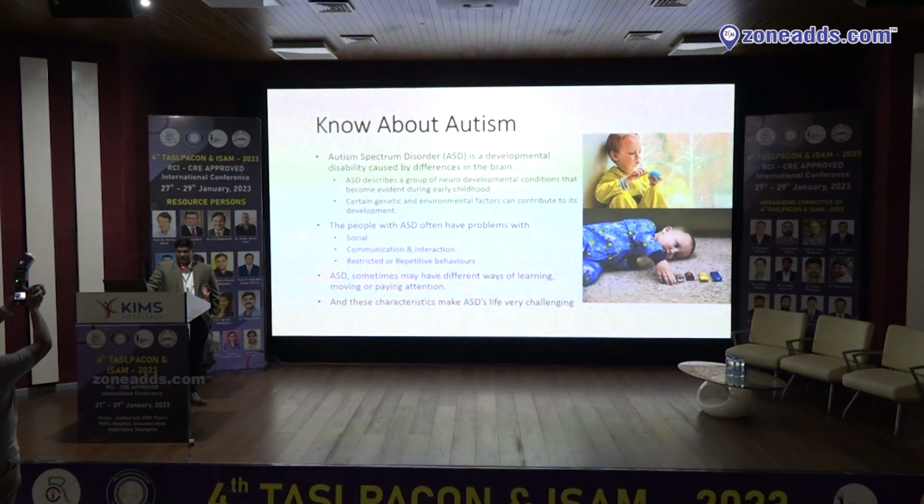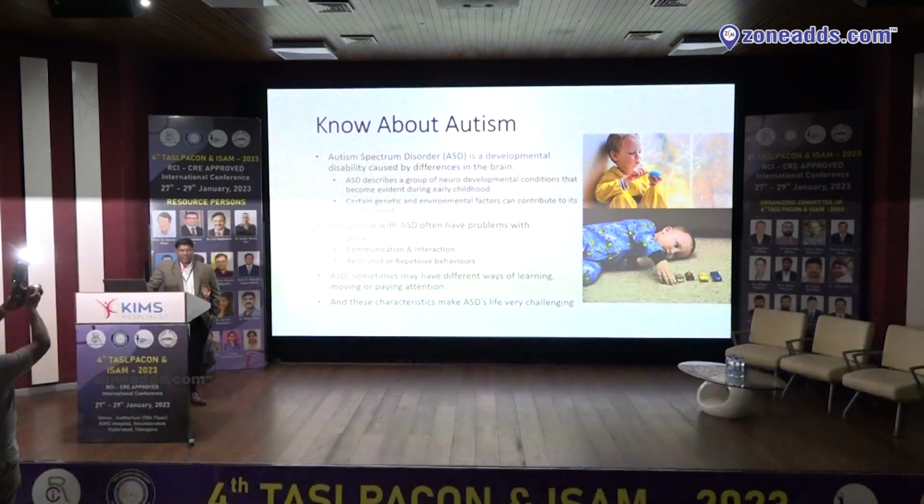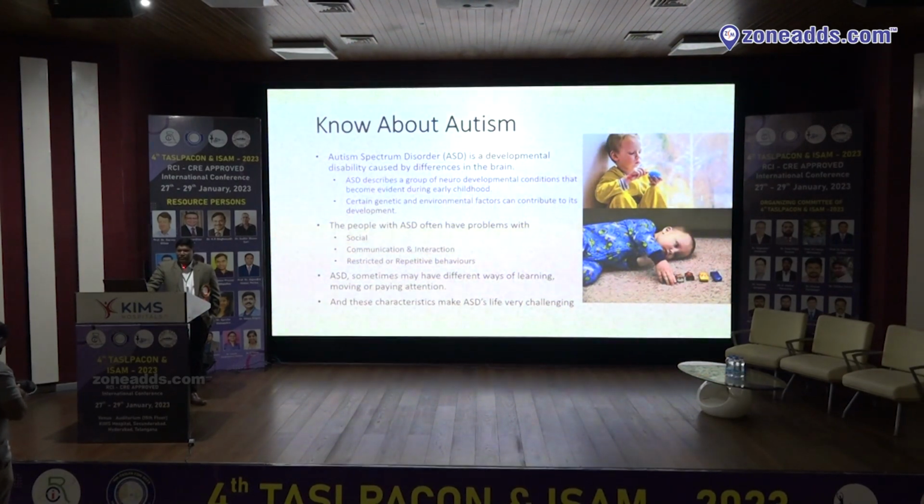And here the question is whether it is a congenital aspect or an acquired aspect. We have to be very confident. After birth, slowly, autism spectrum disorder is acquired based on the functional differences that occur in the brain. ASD describes a group of neurodevelopmental conditions that become evident during early childhood. This is what we have to explain to the parents repeatedly.